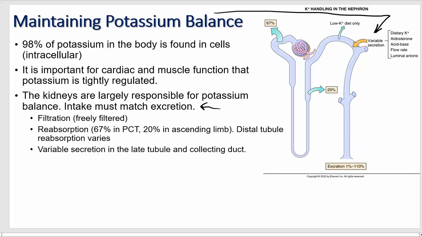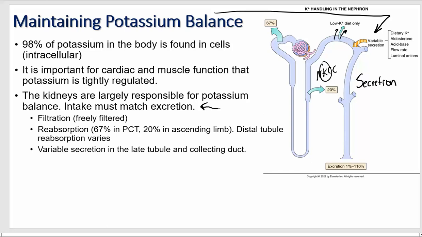So this is the same kind of nephron we've been looking at with some of the other ions. About two-thirds of potassium is reabsorbed in the proximal tubule, and about 20% in the ascending loop. That's part of the NKCC, so that's the K in the ascending limb. Then if we don't have much potassium in the blood, we have more reabsorption of potassium in the distal tubule, and then in the later distal tubule or collecting duct, we actually have secretion.